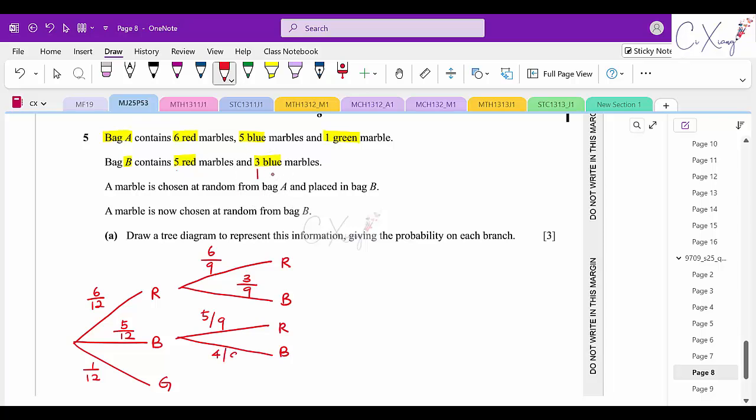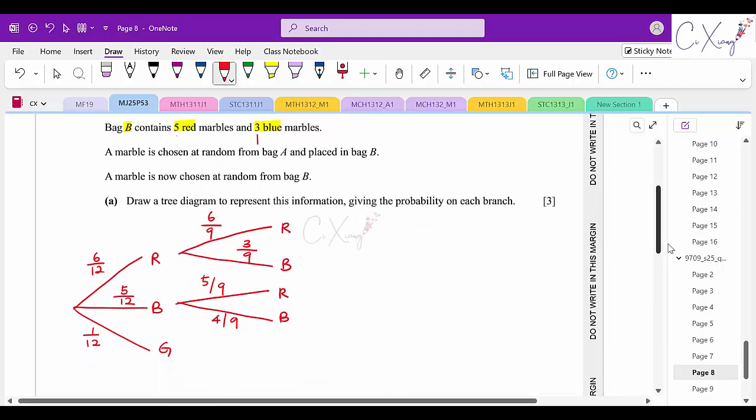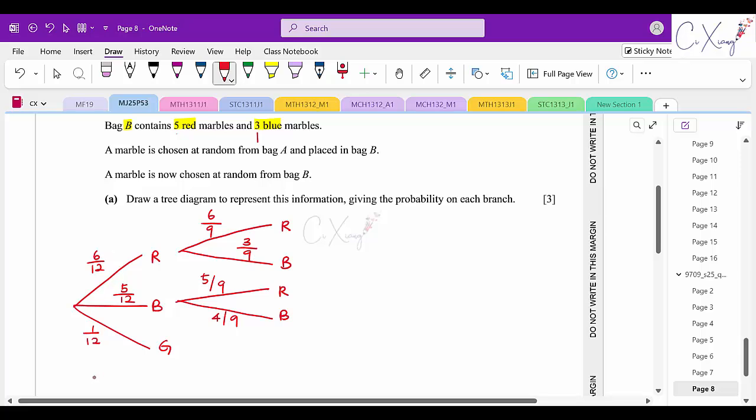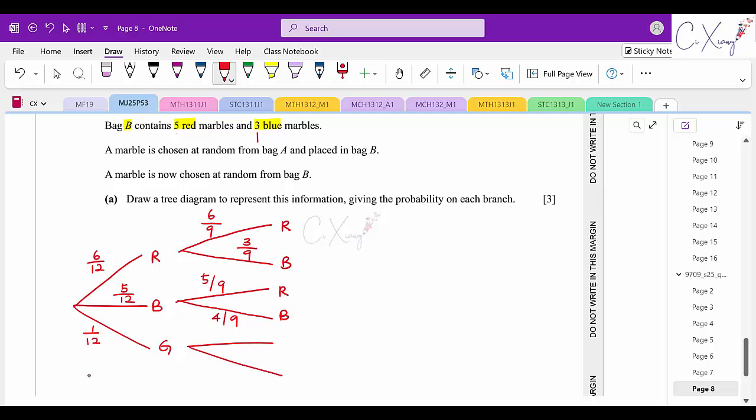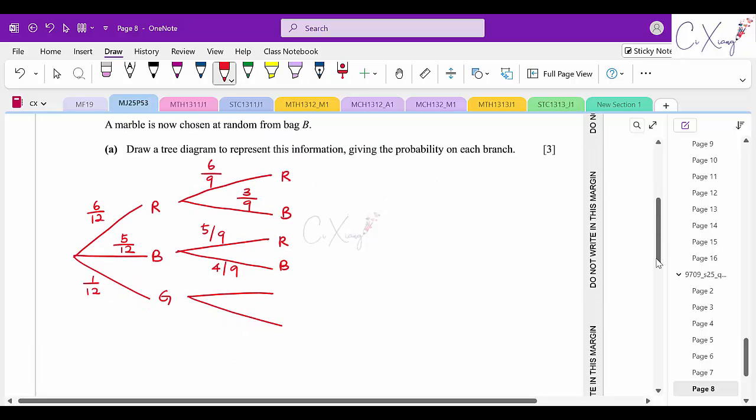4 over 9. Okay, then the last case, if the first marble you take from bag A is green, then what will happen if you want to continue to get a second marble from bag B?